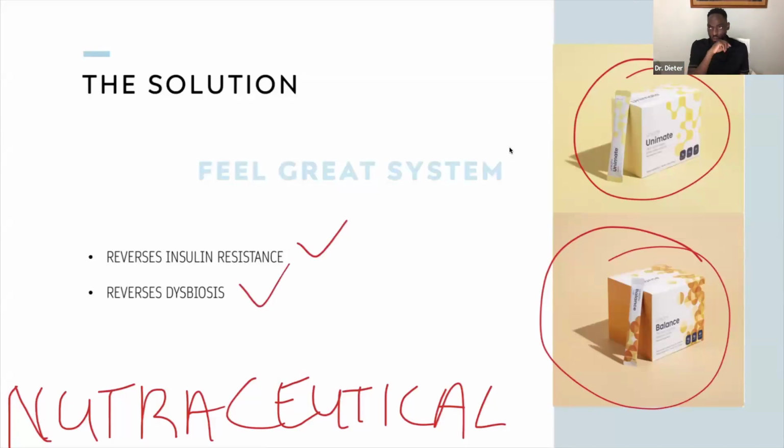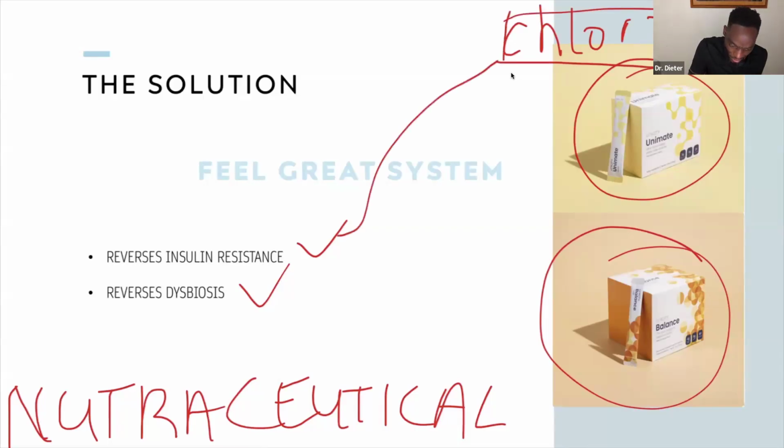How do they do that? Let's start with the Unimate. The Unimate is made from a plant that is native to South America called the yerba mate plant. The yerba mate plant is rich in a very special phytonutrient called chlorogenic acid. Chlorogenic acid is a polyphenol. This polyphenol has a very important function. It helps in the breakdown of fat, lipolysis, and that's one way in which it can reverse insulin resistance. So let's see how this affects reversing insulin resistance.